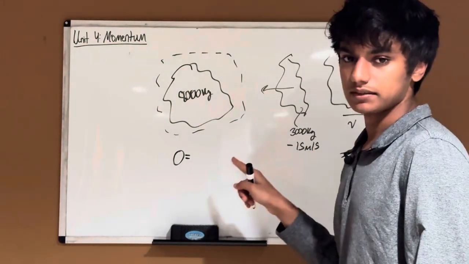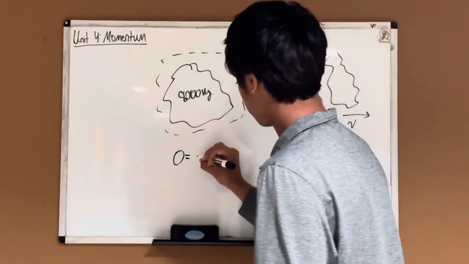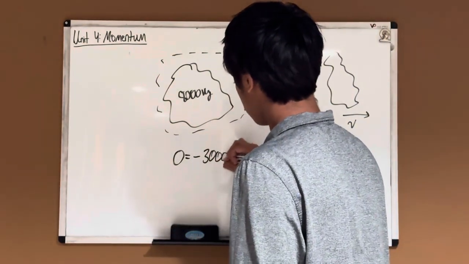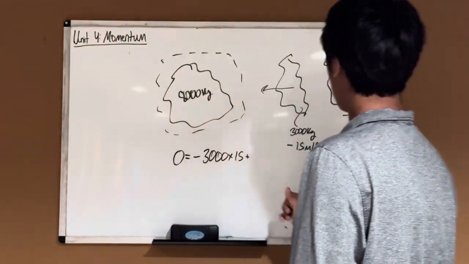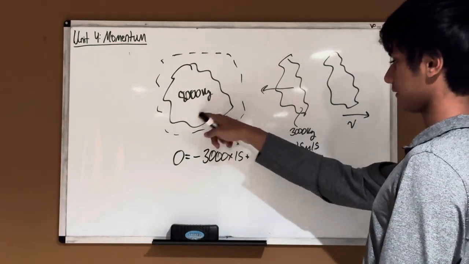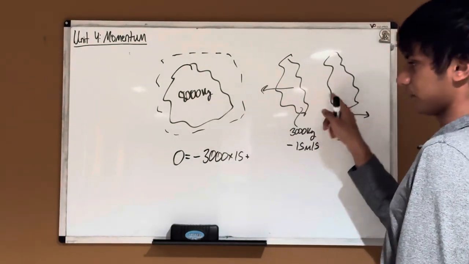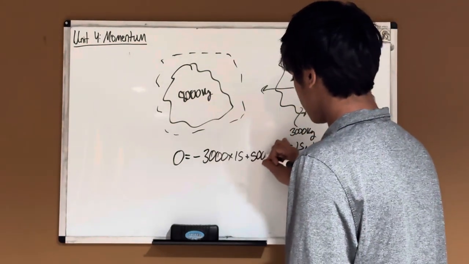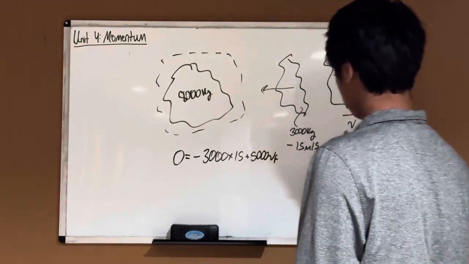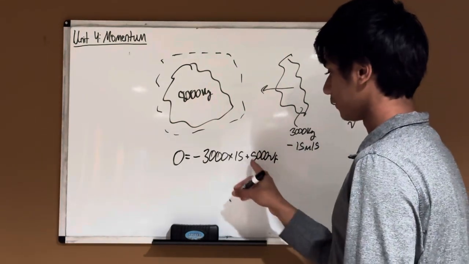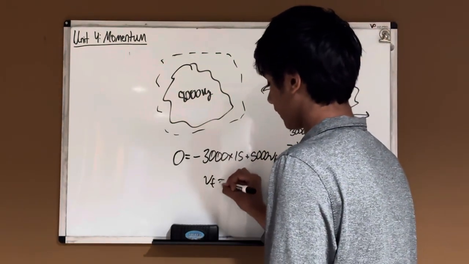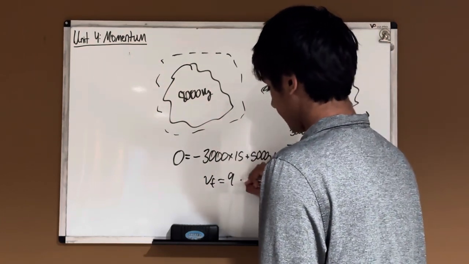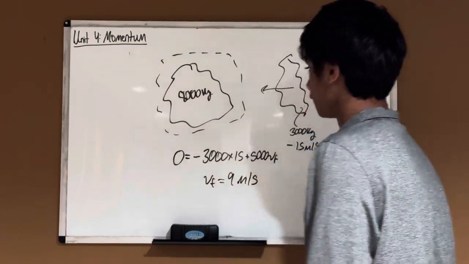Again, negative 15 because momentum is a vector. So negative 3,000 times 15 plus, since the total mass is 8,000 and this mass is 3,000, this has to be 5,000. So 5,000 times the final velocity, which is what we're solving for. If we rearrange, we get that the final velocity is equal to 9 meters per second, which is our final answer.